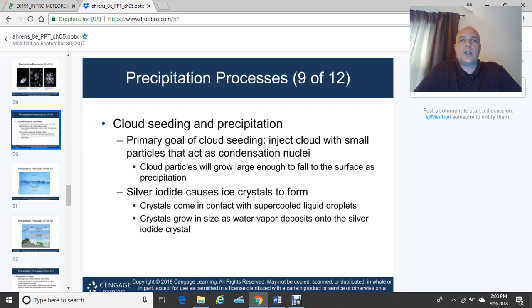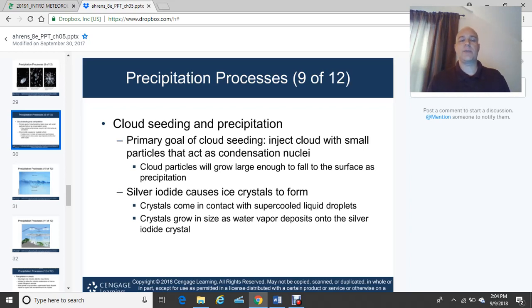The primary goal of cloud seeding is to inject clouds with small particles that act as condensation nuclei. Condensation nuclei are small little particles. It could be clay particles, ocean spray, or pollutants. Water droplets tend to attract towards these condensation nuclei, but without them, in a completely pure, clean atmosphere, it would be almost impossible to have clouds. So the overall goal of cloud seeding is for cloud particles to grow large enough to fall out of the cloud to the surface as precipitation.